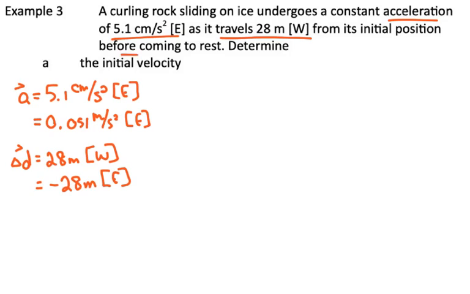We know this curling rock comes to rest. This is not VI in this case, because the rock is slowing down and stopping, so this would be VF is 0. In question A, we wanted to determine the initial velocity, that is VI.